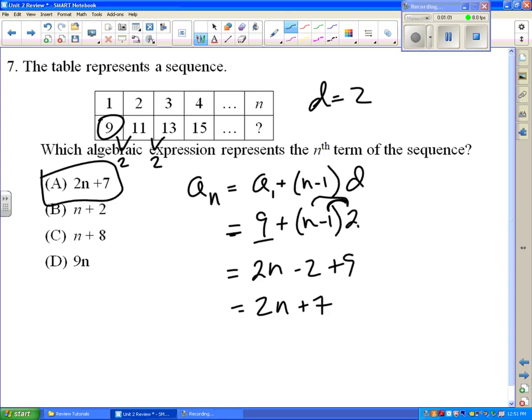The other way to do it is to plug in our input. So if I plugged in an input like 1 into 2n plus 7, it would be 2 times 1 plus 7. Well, 2 times 1 plus 7 is 2 plus 7, which equals 9, and that was our output when we inputted a 1. Now if I plug in a 1 into this one, it would be 1 plus 2, that doesn't equal 9. 1 plus 8 does, but if I plug in a 2, my next number, 2 plus 8 doesn't equal 11 like it says it should. And the same thing with D here. When I plug in a 2, 2 times 9 is 18, not 11.